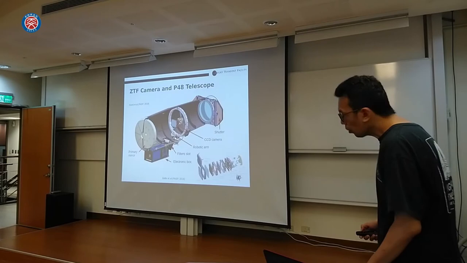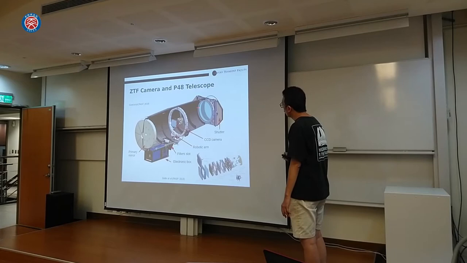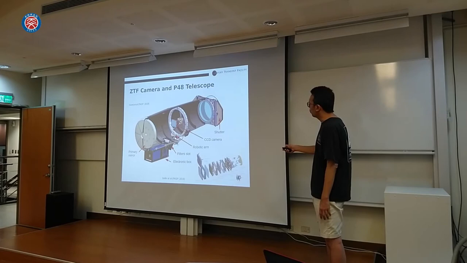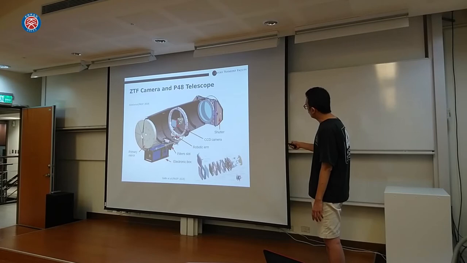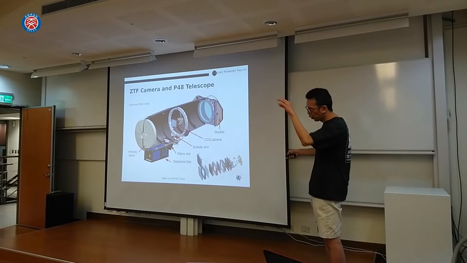For those doing hardware, you might find this very interesting. This is the P48 telescope, and this is the primary mirror. The entire ZTF camera is actually quite compact, because it doesn't want to block too much light, so it has to sit in the prime focus over here. This is the CCD. The shutter is in front, okay? And then the filter slot is over here. And there's a robotic arm to grab the filters and change them.